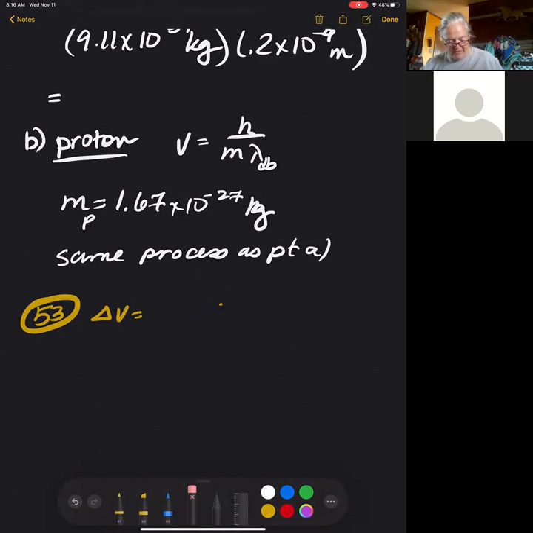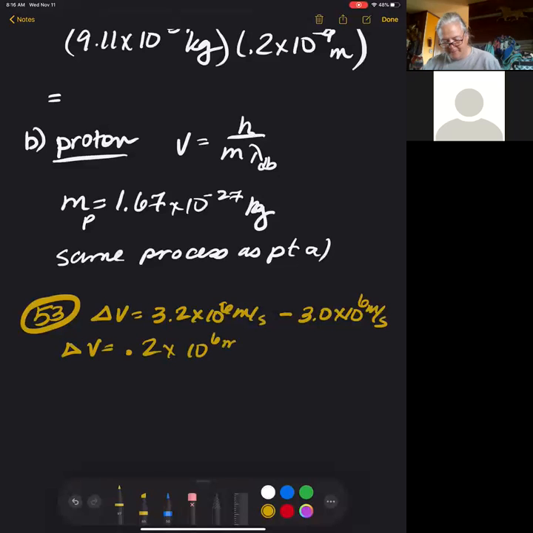So I'm going to take 3.2 times 10 to the 6th meters per second, and I'm going to subtract 3 times 10 to the 6th meters per second, because that's the range of my speed. That's my delta v. They told me it was between those two values. Okay, so that's pretty easy to figure out. That's 0.2 times 10 to the 6th.